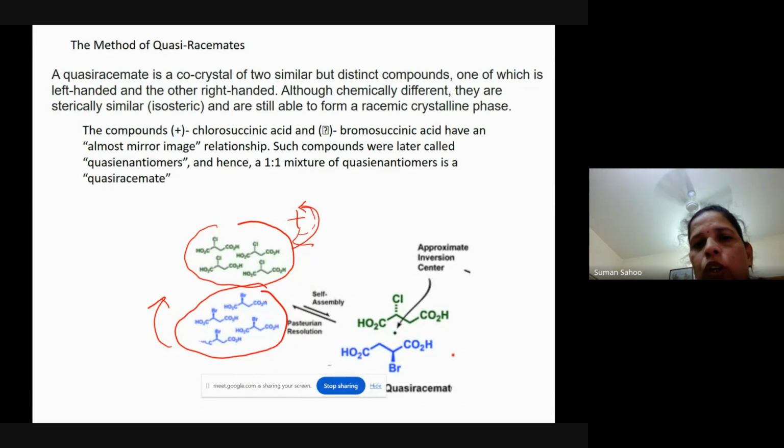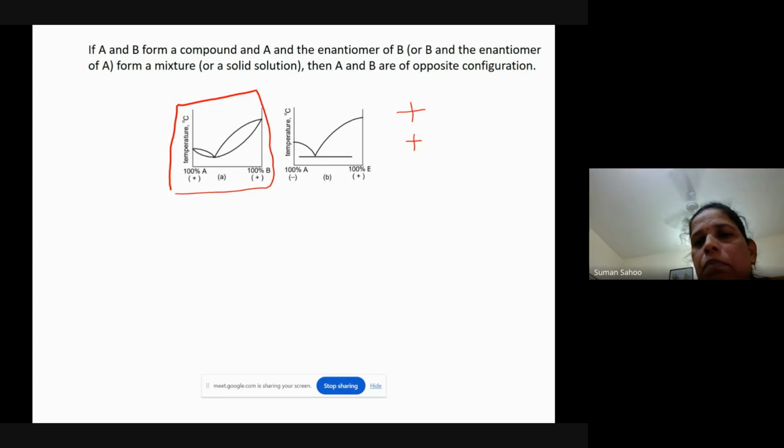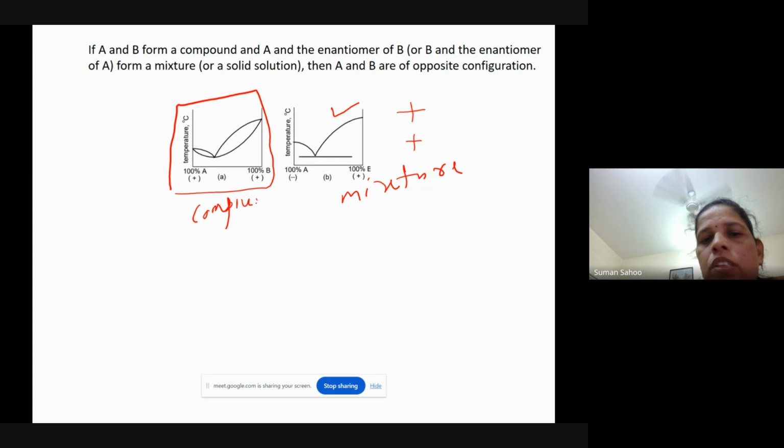If these two form a compound, then that gives a phase diagram like this. And if the plus isomer of chlorosuccinic acid and the plus isomer of bromosuccinic acid are mixed, that just gives you a mixture, and its phase diagram looks like this. So this is for the compound formed from plus chlorosuccinic acid and minus bromosuccinic acid, which forms a racemate.